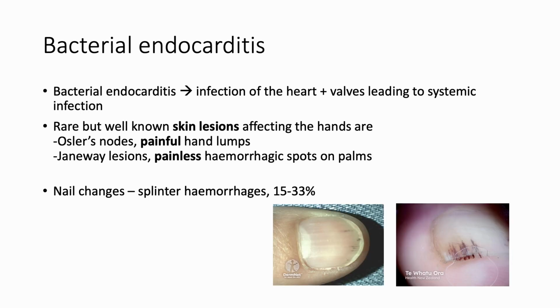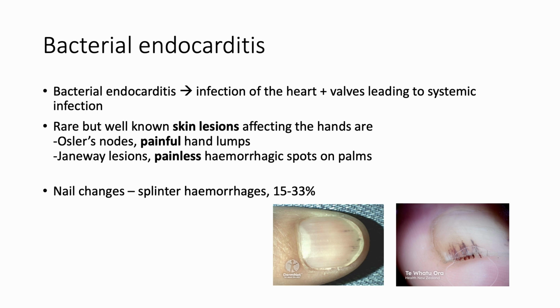Bacterial endocarditis. Bacterial endocarditis is an infection of the endocardial lining of the heart or the heart valves, typically involving gram-positive staph or strep, causing systemic infection with classical clinical signs. We are taught to look for hand changes. However, in reality, these are fairly rare and often non-specific.